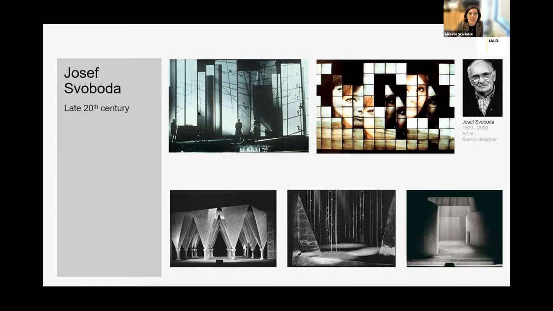Moving very quickly into the 20th century, Josef Svoboda is a very emblematic figure because he did things that other people hadn't done before him, mainly playing with the Laterna Magika and bringing media other than the conventional ones onto the stage. He created compositions with lighting that resemble paintings rather than functional lighting for a play. He's very famous for that as well.